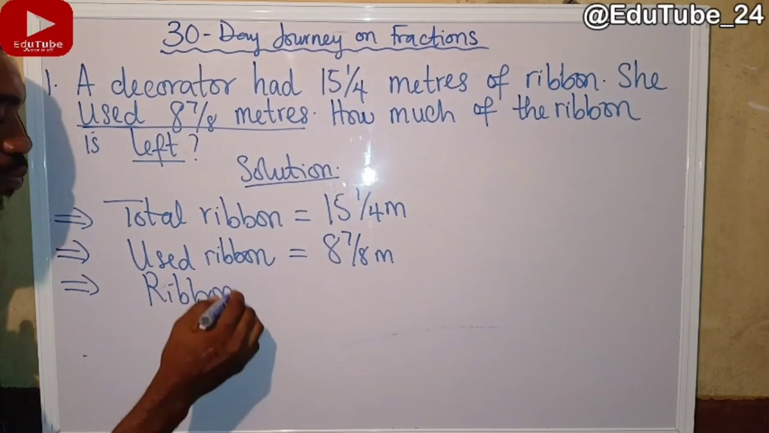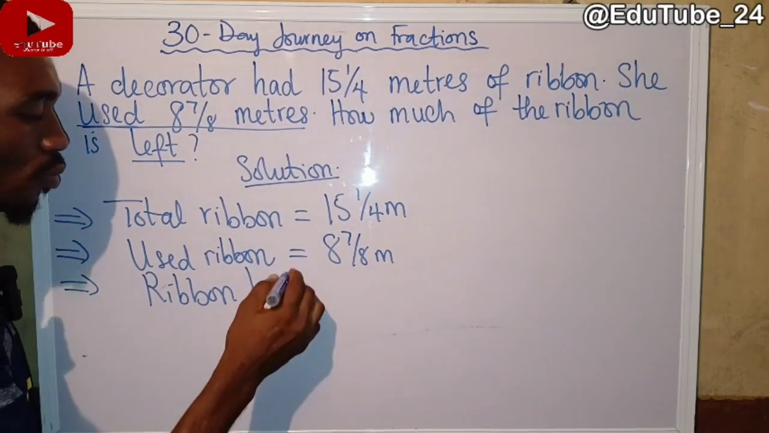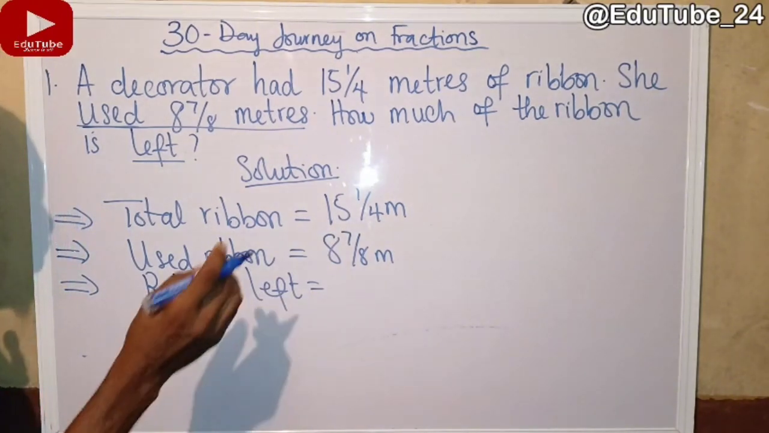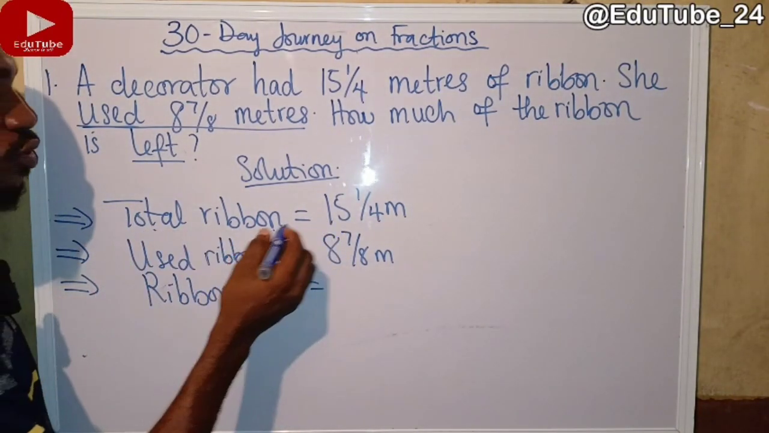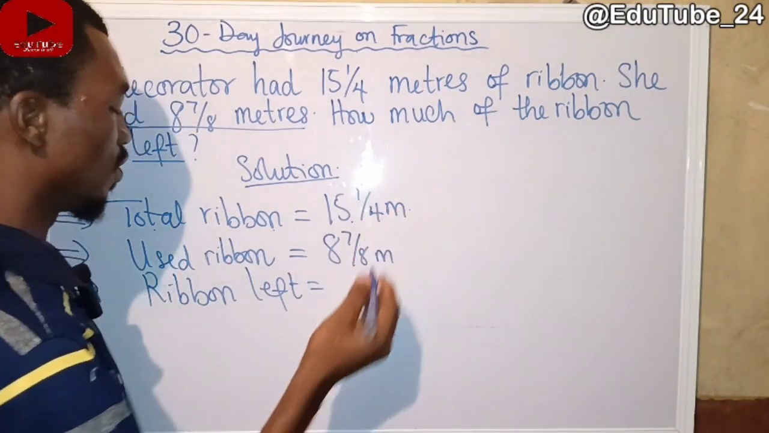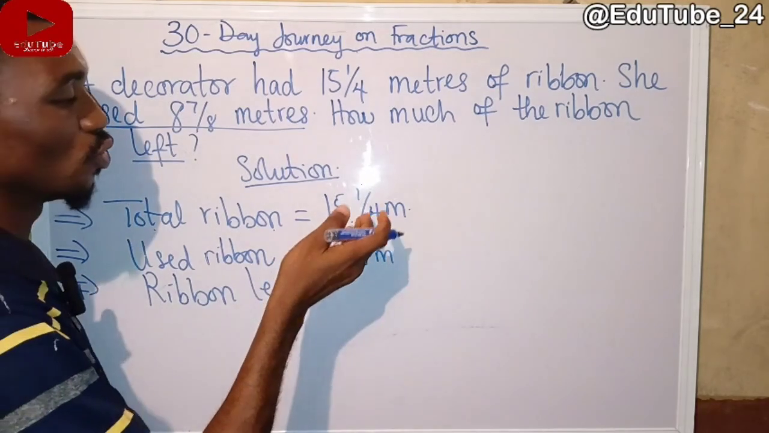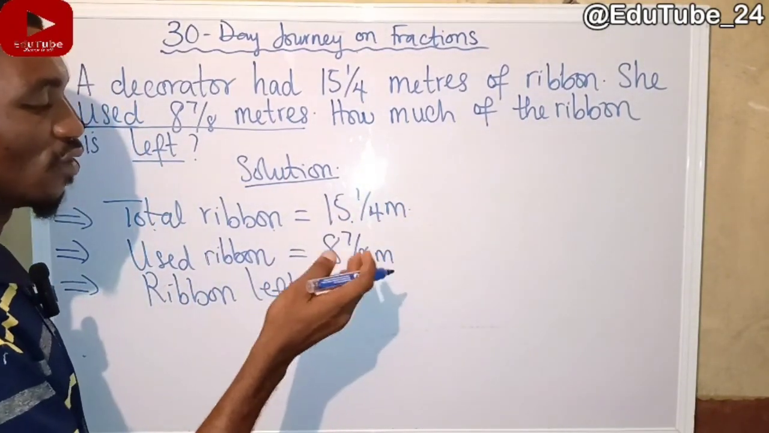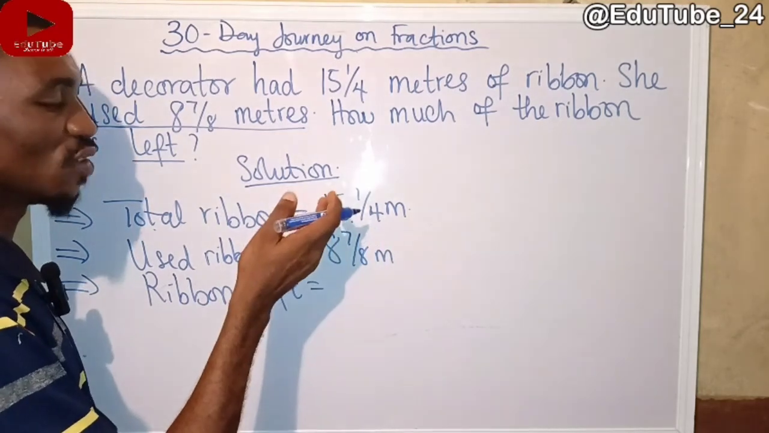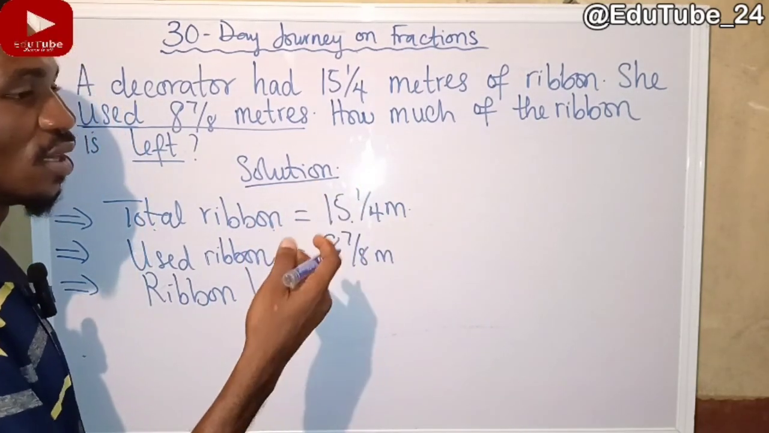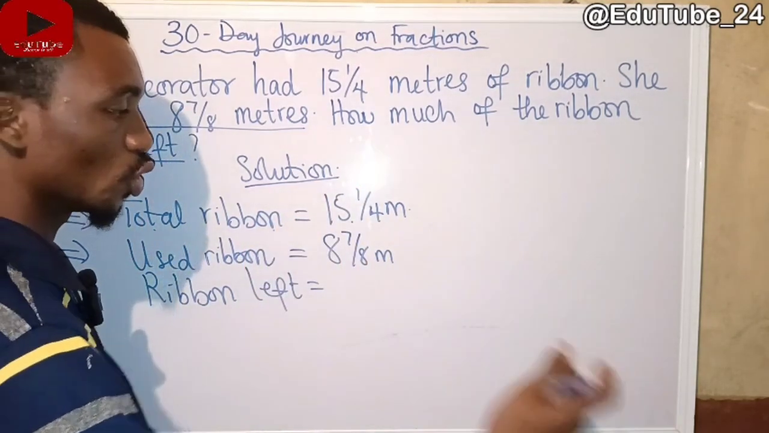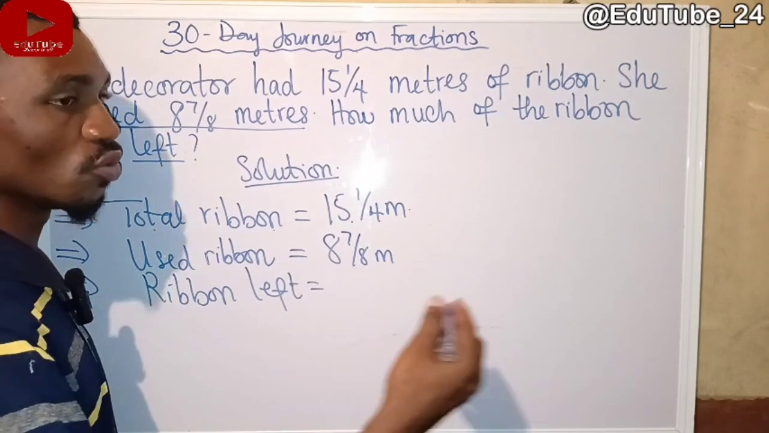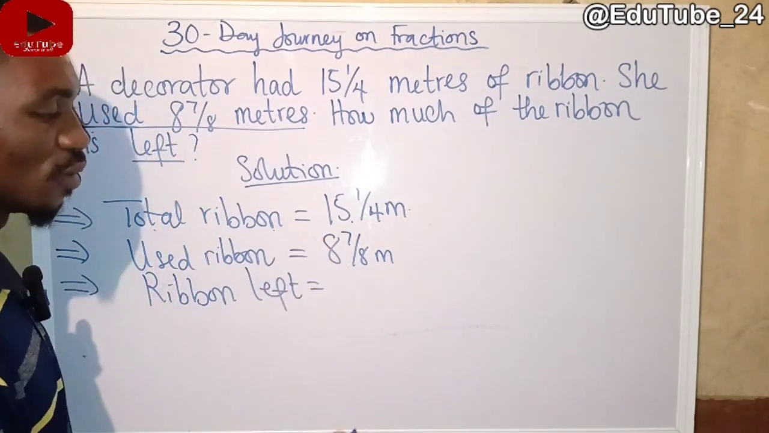Now, to solve this is very simple. Since the total ribbon is 15 and 1/4 meters, and out of this 15 and 1/4 meters, she used 8 and 7/8 meters. When something is used out of something, that means there is a subtraction, there is a reduction in that something. So subtraction or reduction in mathematics, interpret as minus.